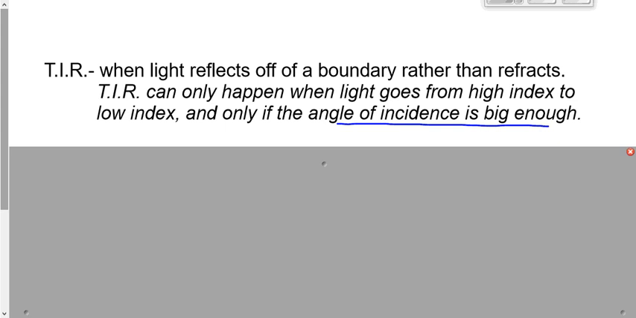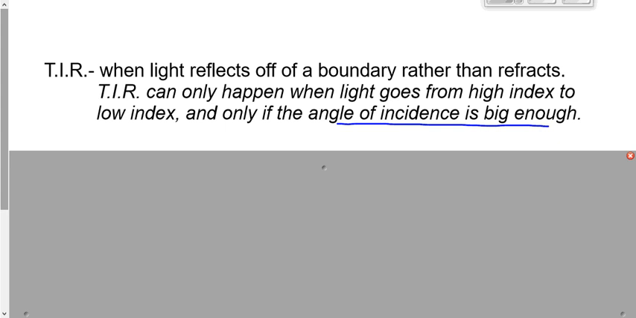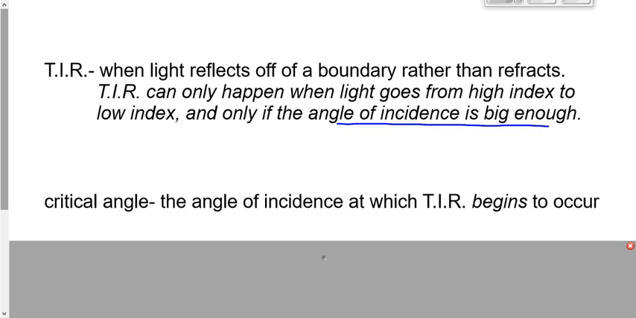The angle of incidence has to exceed a value that we call the critical angle, which is the angle of incidence at which reflection begins to occur. Anything above the critical angle, reflection occurs. Anything below the critical angle, refraction occurs as normal, as it did on the worksheet that you were working on a little while ago.